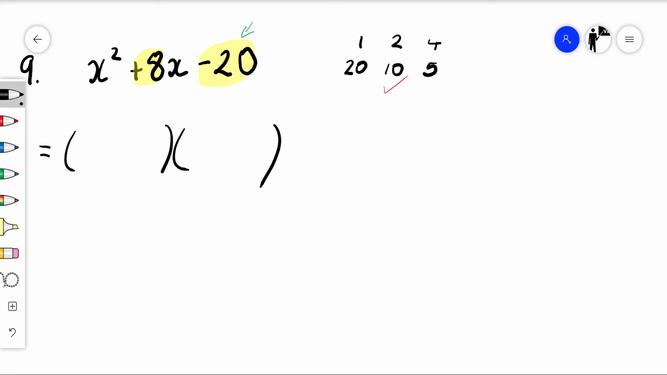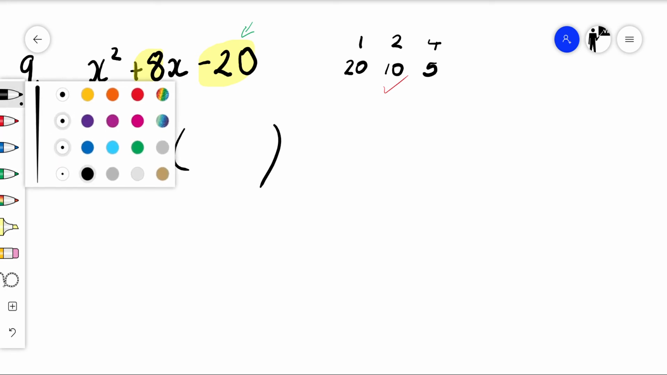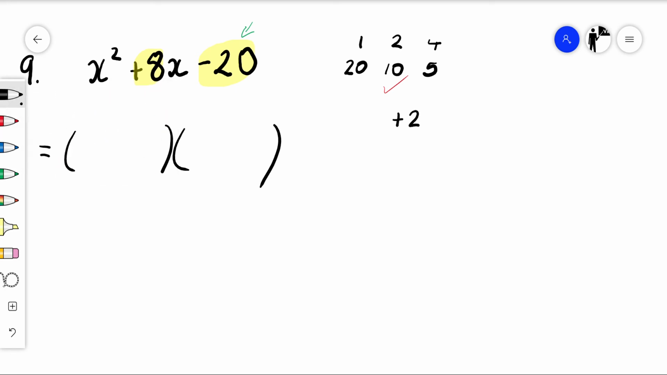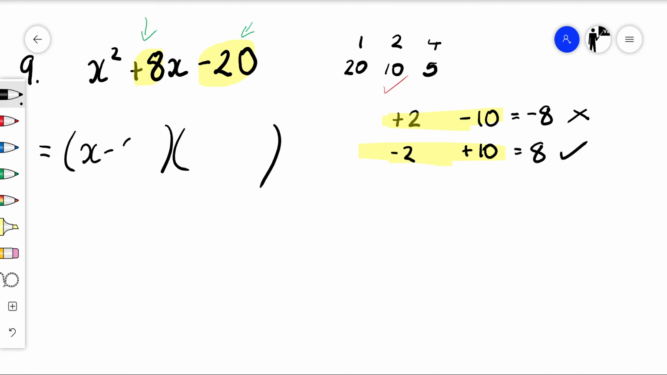Okay, so we've got two options. We could have plus 2 and minus 10, or we could have minus 2 and plus 10. Those are our two options. We want to choose the option that makes plus 8x. This option here, plus 2 minus 10, well, that's minus 8. So that doesn't work. Let's just check this one here. Minus 2 plus 10, now that is plus 8. So we're good. So my brackets are going to become x minus 2, x plus 10.